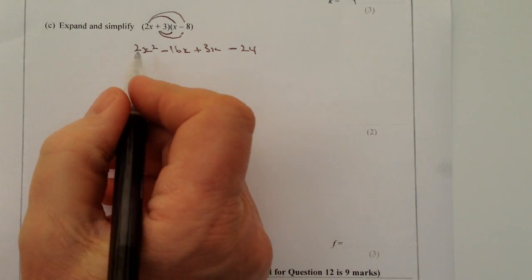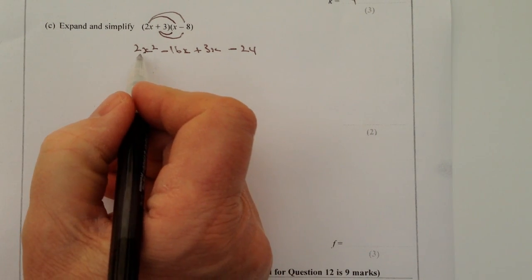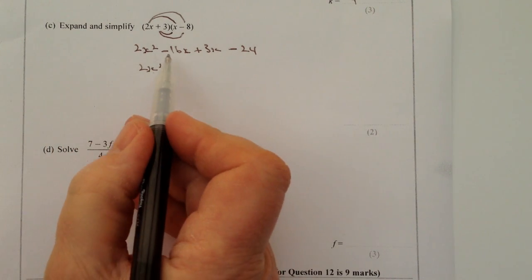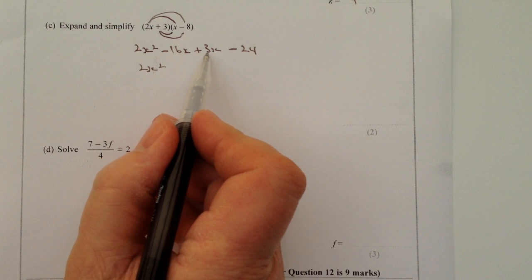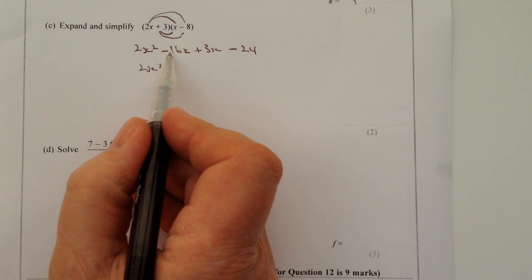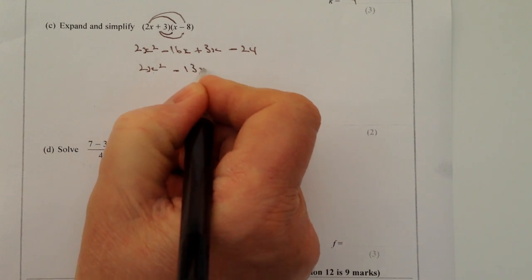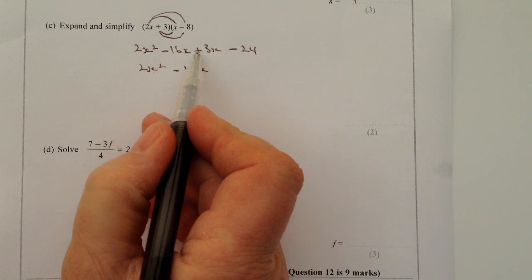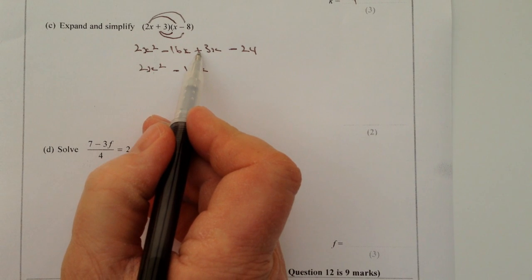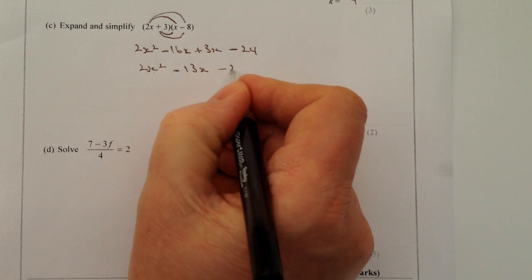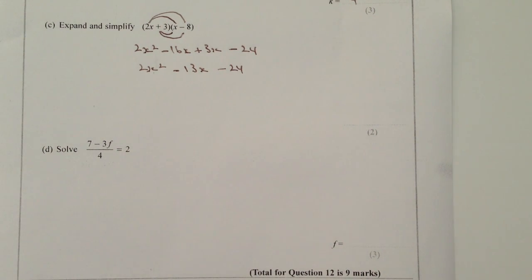So let's have a look at that. We're going to gather like terms. 2x squared stays on its own. Then I've got minus 16x plus 3x. Well, minus 16 plus 3 is going to give me minus 13x. Remember, it's an addition, minus 16 plus 3, and then I've got minus 24 at the end, and that will answer this particular question.